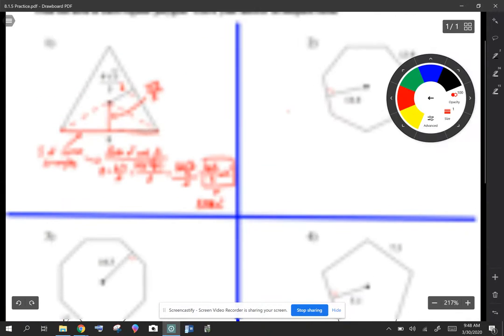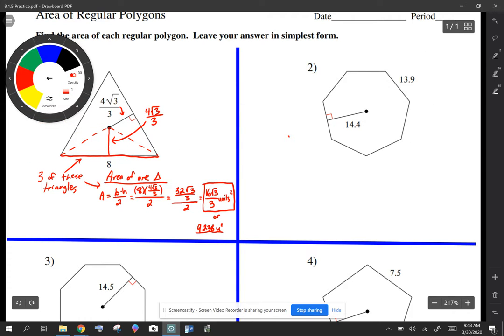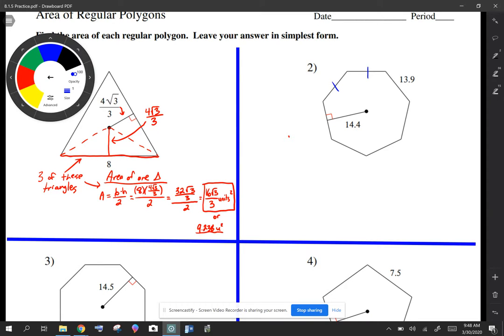But just to go over this again, we're finding the area of a bunch of different regular polygons. Again, regular means that all of the side lengths, if you look at number 2, are the same length, which means in this case, since we see that 13.9, we know that this side is also 13.9, and this one, and the one over here.